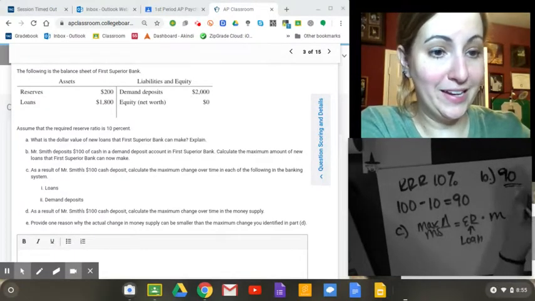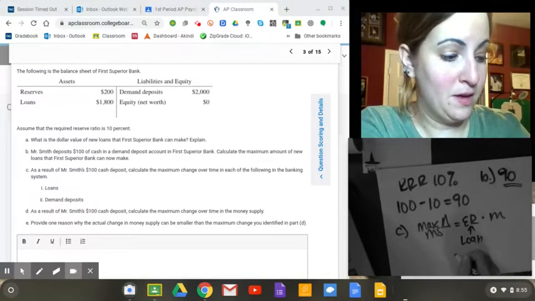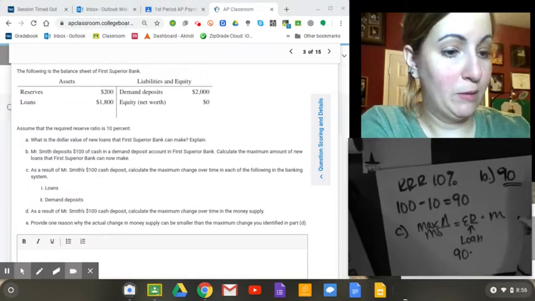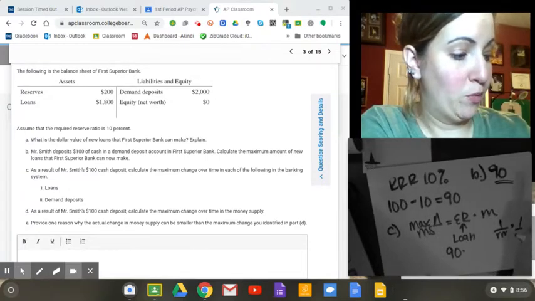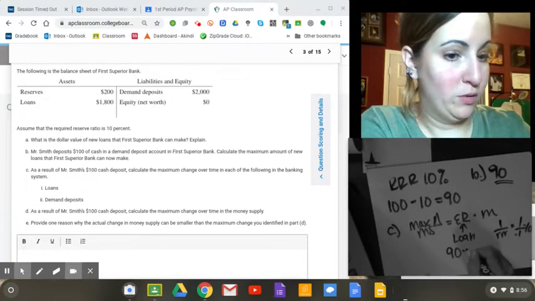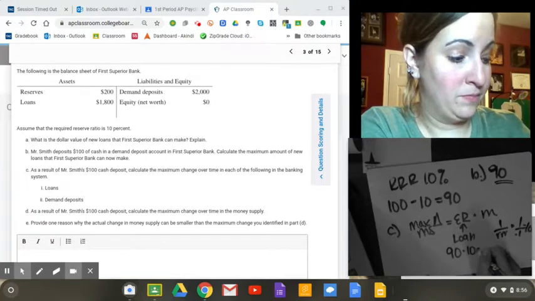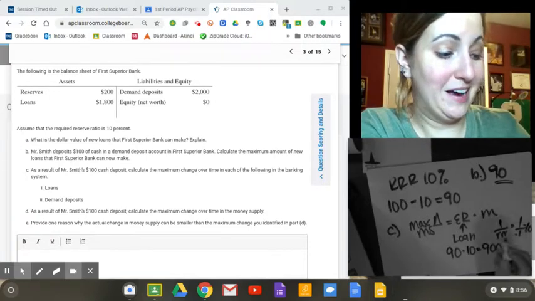Well, they're going to loan out $90 from Part B, $90 times the money multiplier. Remember, the money multiplier is 1 over RRR. In this case, it's 1 over 0.1, which is 10. So it's 90 times 10, which is $900 on CI.